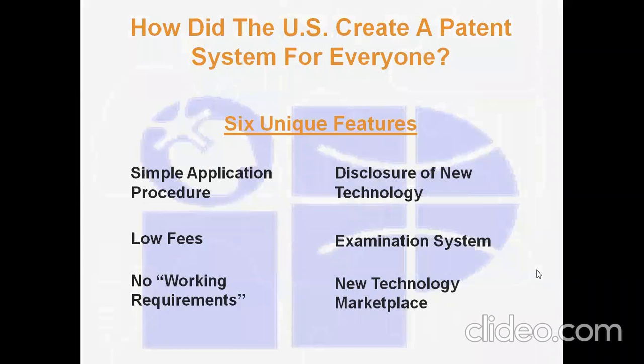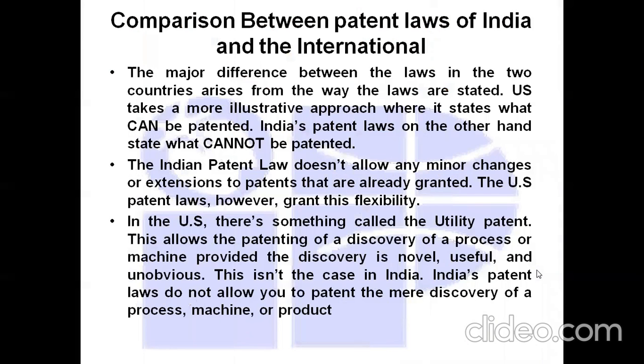How did the US create a patent system for everyone? Six unique features, in the US or internationally: simple application procedure, disclosure of new technology, low fee examination system, no working requirements, and a new technology marketplace. Now, some comparison chart I have made in the slides, with some points defined between the Indian patent law and international patent law, right?